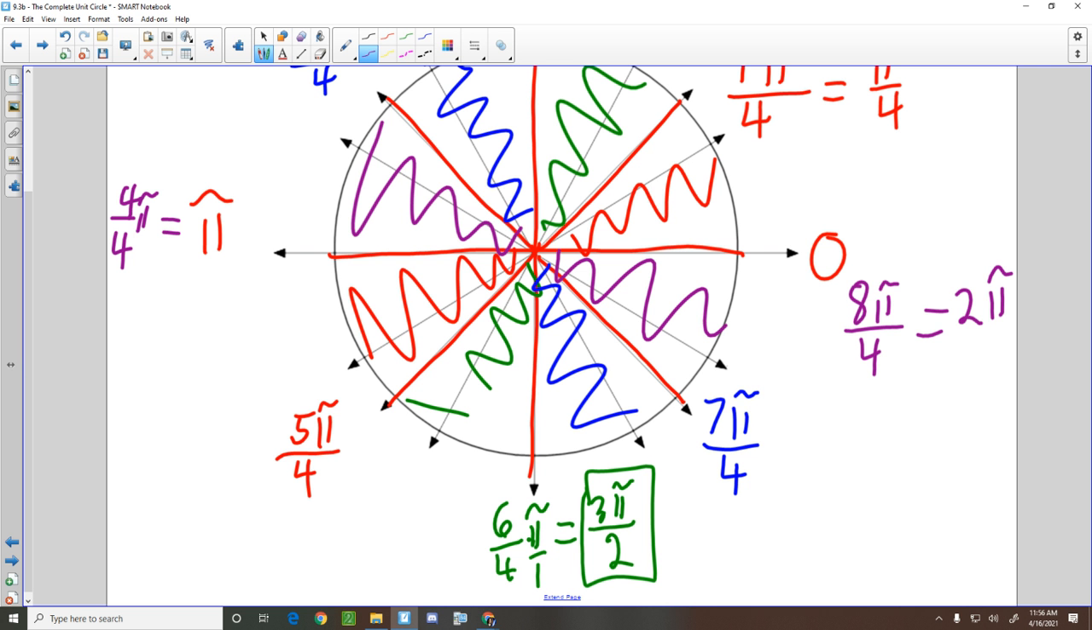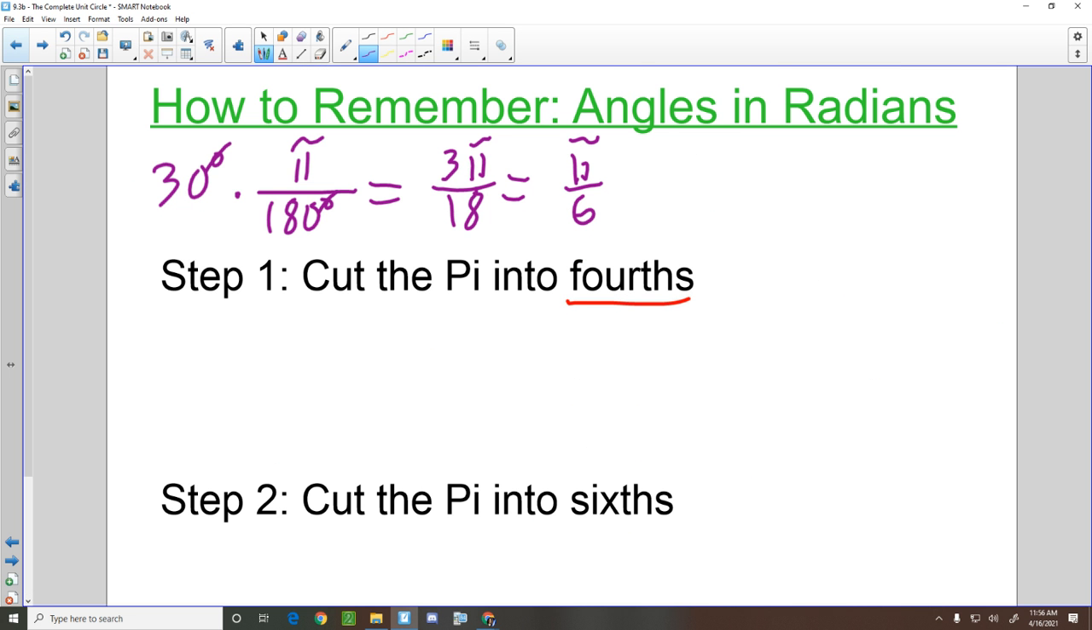So that's some of the angles in radians. But do we have some lines there that we didn't identify yet? We did. We've got the 30 and the 60 degree angles. So we're going to do that exact same process, but the only difference is that instead of splitting it up into fourths, we now have to split it up into sixths. But then it's the exact same thing. You're counting up 1/6, 2/6, 3/6, and so forth all the way around the circle.